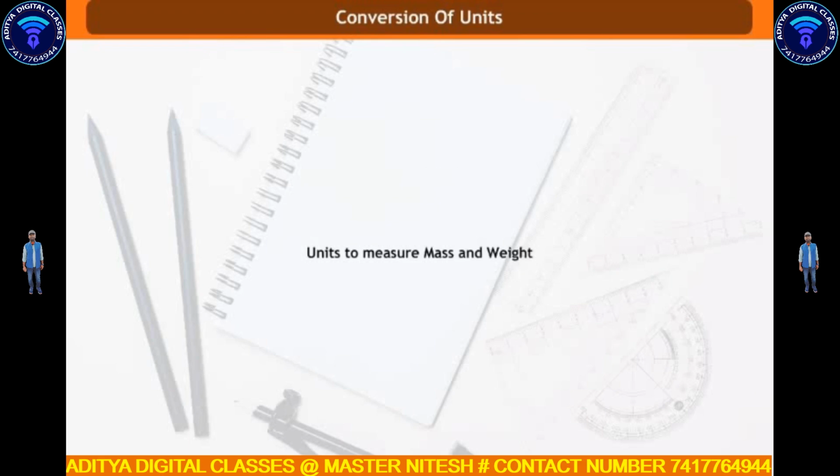To measure mass and weight, we use the units kilogram, gram, and milligram. The relation between the units is as shown. Similarly, we use liter and kiloliter to measure capacity.